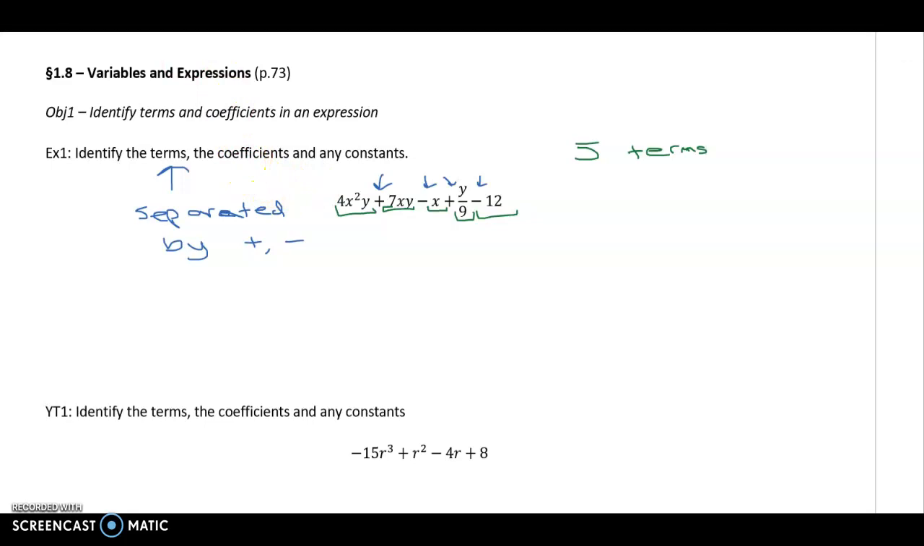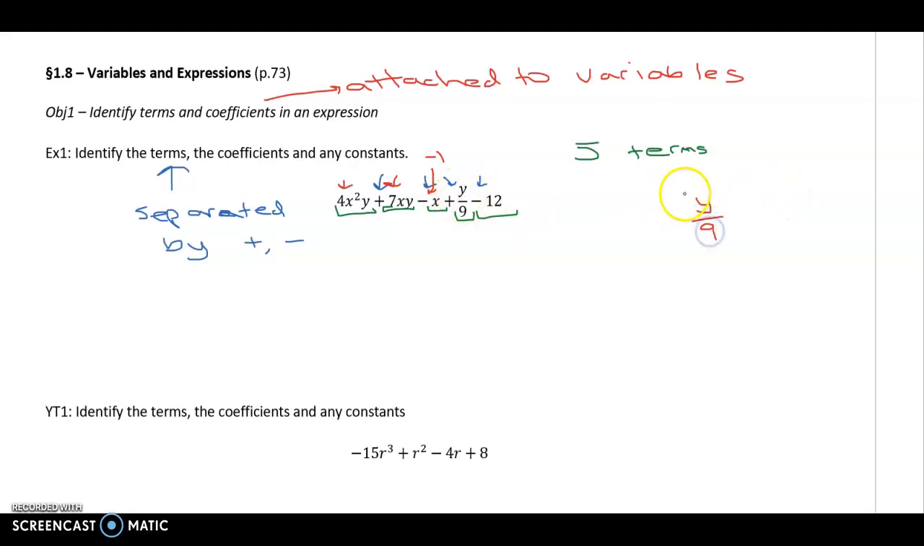Now coefficients are different. Coefficients are always attached to variables. So coefficients are attached through multiplication, attached to variables. So a coefficient has a variable attached to it. So a 4 is the coefficient, that 7 is a coefficient. If there's a negative in front of a variable, there's a coefficient of -1.